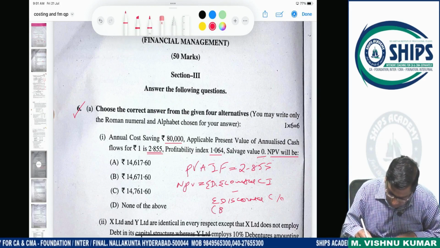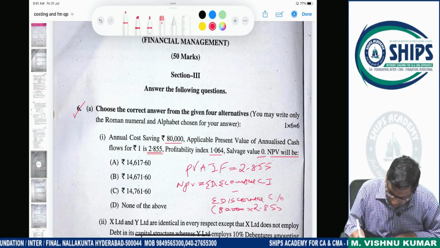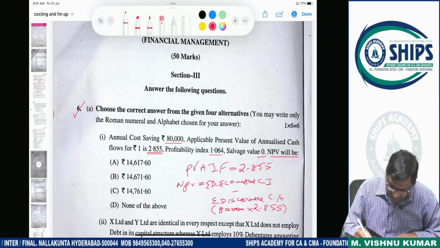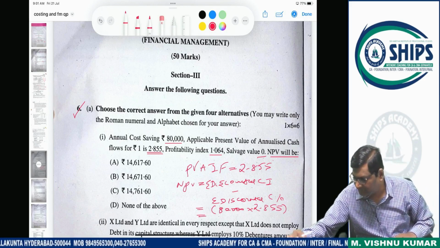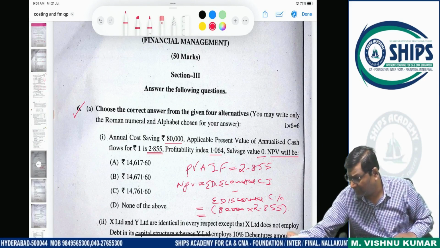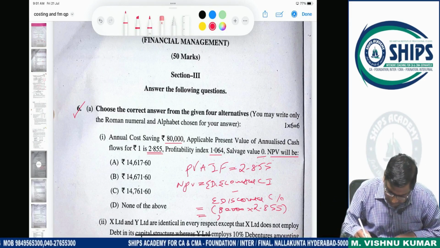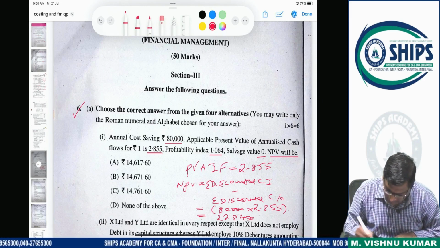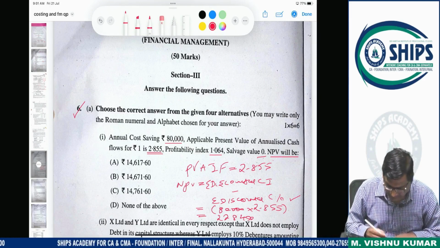So the discounted outflow is 80,000 into 2.855. This will be 2,28,400. This is your outflow.